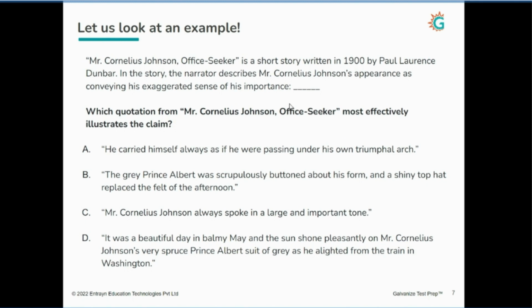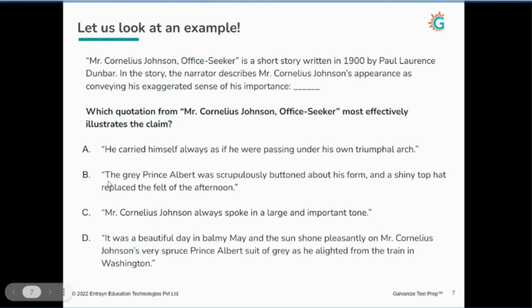Does this support the claim? When you read the claim and you read this, it does seem related, right? It goes well with the claim that is given here, but does it adequately support it? No. Okay.